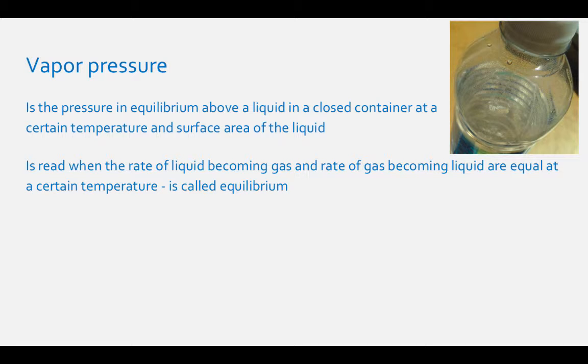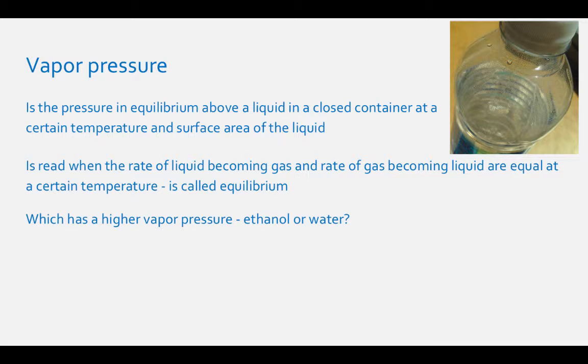Which has a higher vapor pressure, ethanol or water? Or another way to think about this is, which liquid will produce the most condensation above the liquid at the same temperature and surface area? We will answer this question in the first part of the next video.